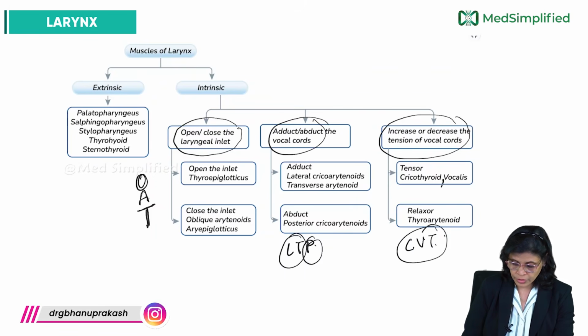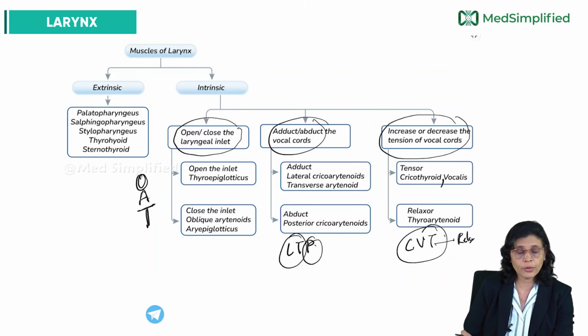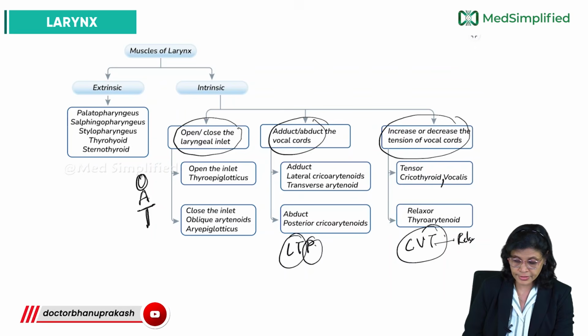The cricothyroid and vocalis, they are the tensors, whereas the thyroarytenoid is the relaxer. It relaxes the vocalis or the vocal cords basically, and the cricothyroid and vocalis muscle tense the vocal cords. So this is the broad classification of the intrinsic muscles of the larynx. Here also, posterior cricoarytenoid, I told you, is the safety muscle.